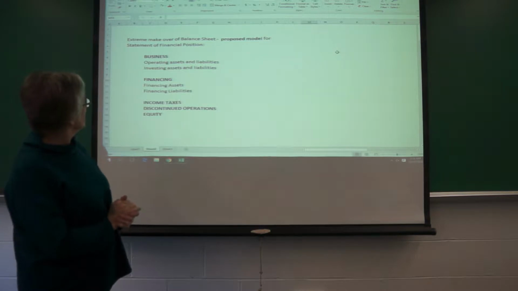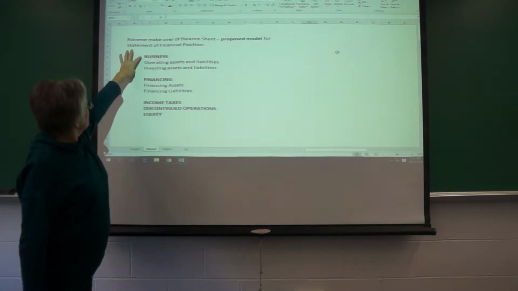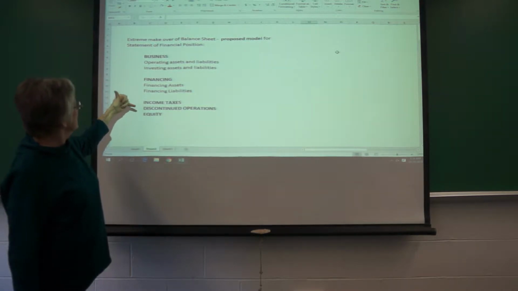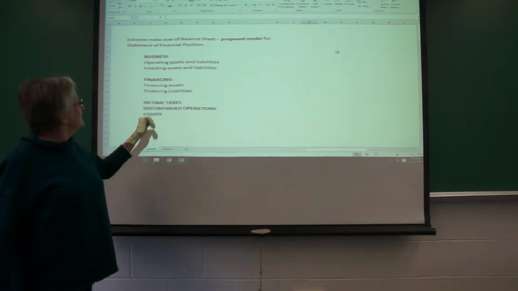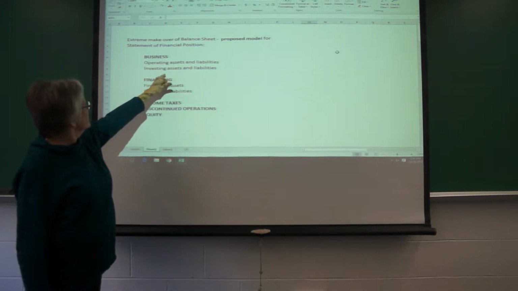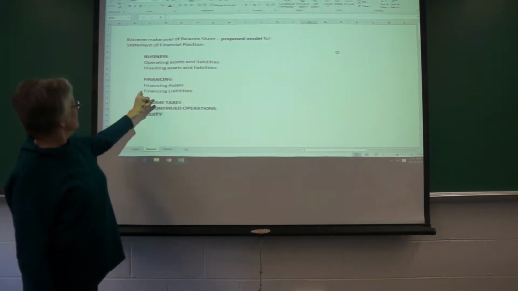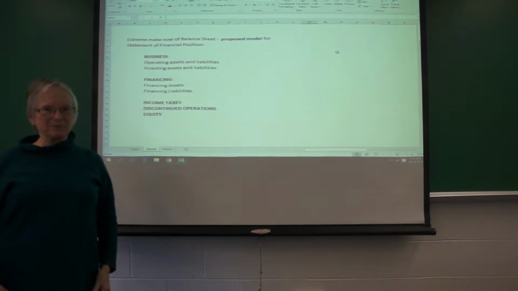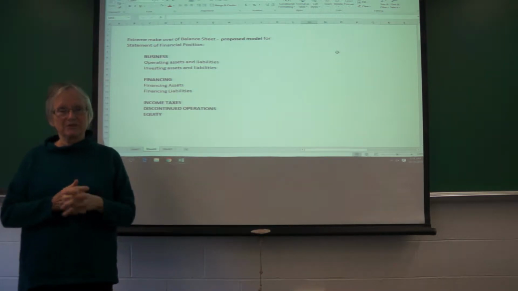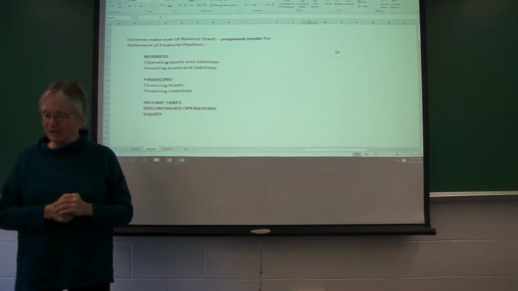So the proposed model would have three sections: business and financing, and then you'd have your income taxes, discontinued operations, and equity. Notice in the business section, you've got operating assets and liabilities, investing assets and liabilities. Then you get financing assets, financing liabilities. Okay, so that's a different way to look at the information that's provided on the statement of financial position or balance sheet.